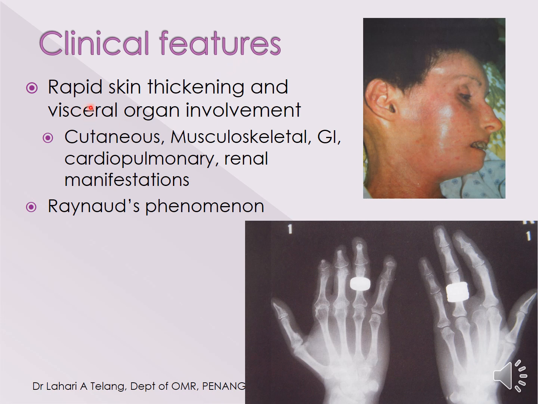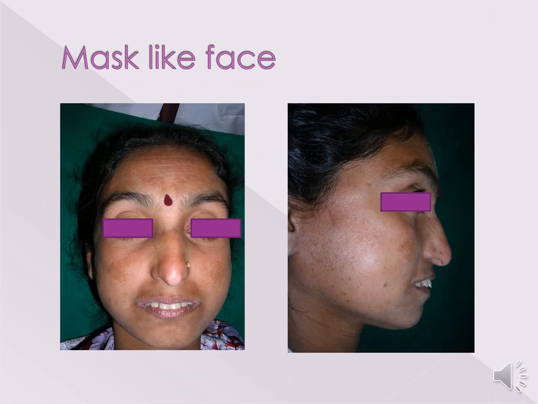Clinical features include rapid thickening, visceral organ involvement, and other organs are involved. And of course, Raynaud's phenomenon. The fingertips, if you can see in this radiograph, are resorbed, and that happens because of Raynaud's phenomenon, where the extremities turn blue due to lack of blood supply. This is an example of a case with mask-like appearance. Please make note of the beak-shaped nose and the mouth looks pursed and the aperture looks smaller.